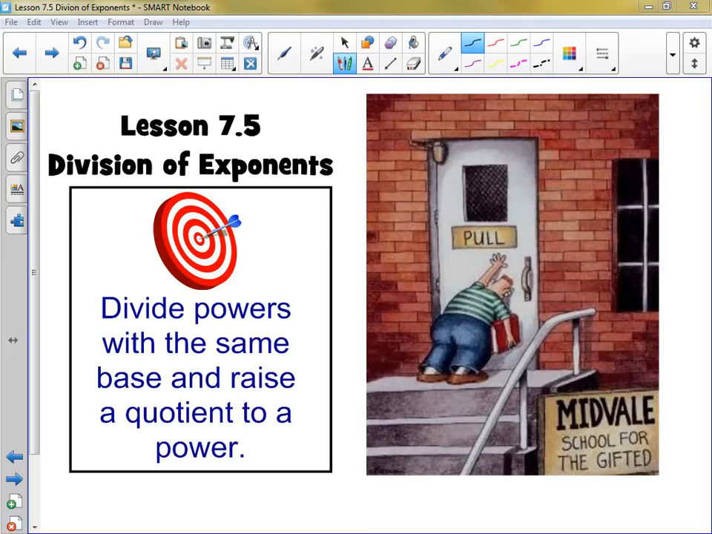So here's your learning target: divide powers with the same base and raise a quotient to a power. You can set up your Cornell notepaper and get it ready to go and fill in the essential question. You might want to hit the pause button now because I'm going to move on.